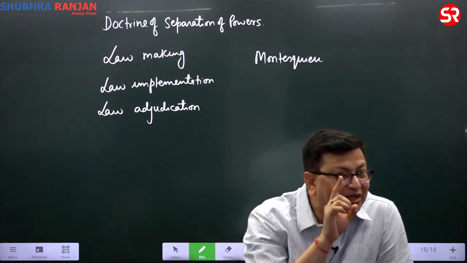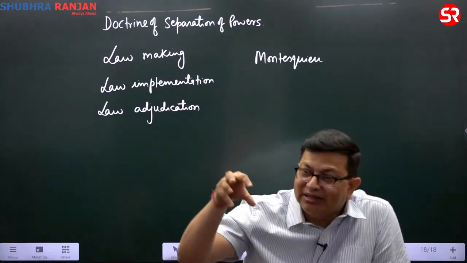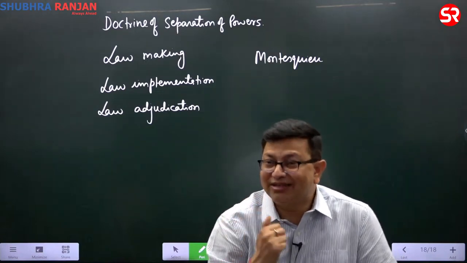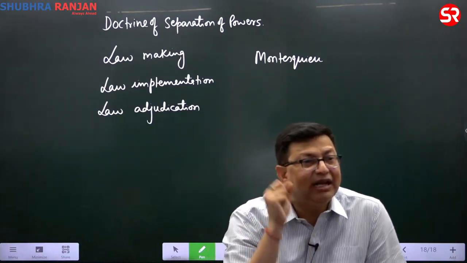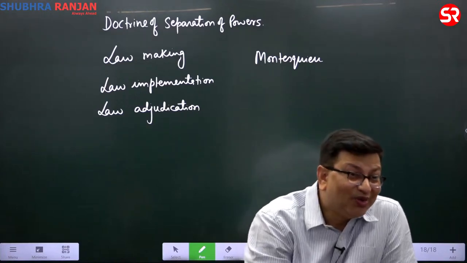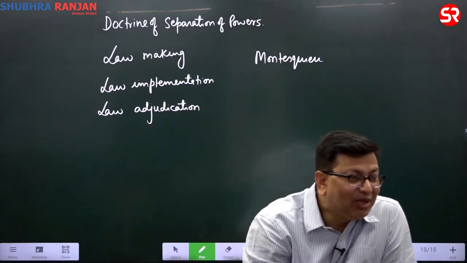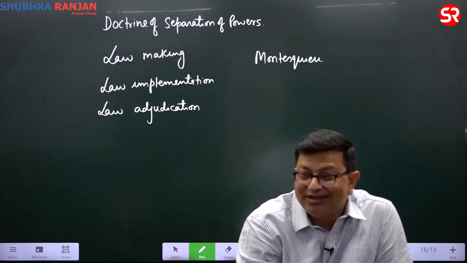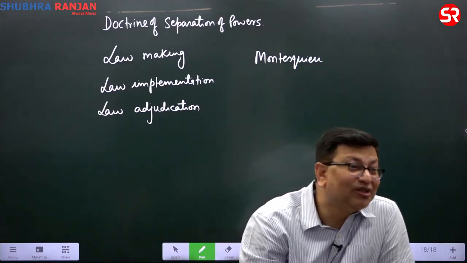Because the members of the judiciary, that is the judges, are the product of this society only. They also have instincts. They can also indulge in corruption. So, absolute separation of powers is not desirable, it is not good also.